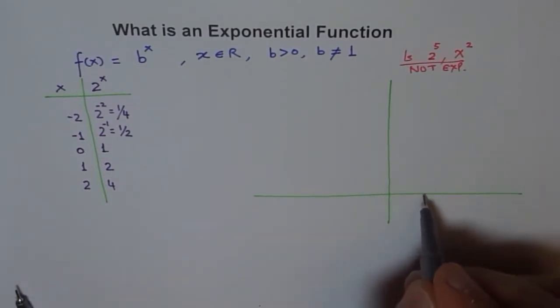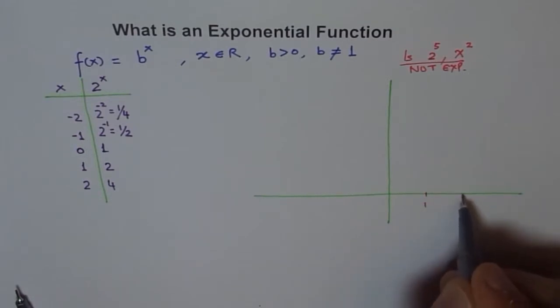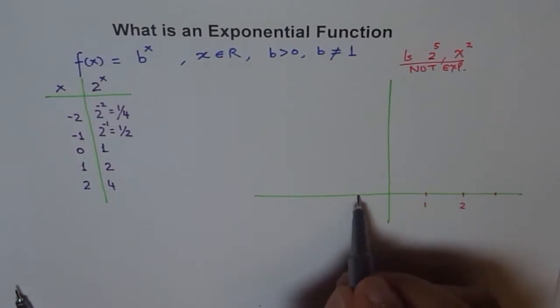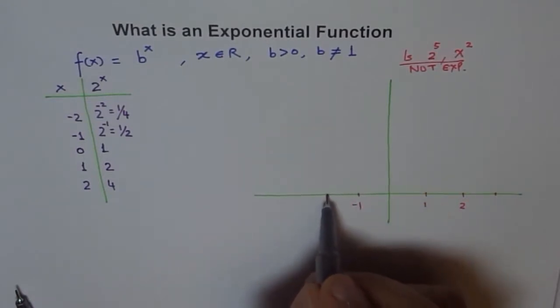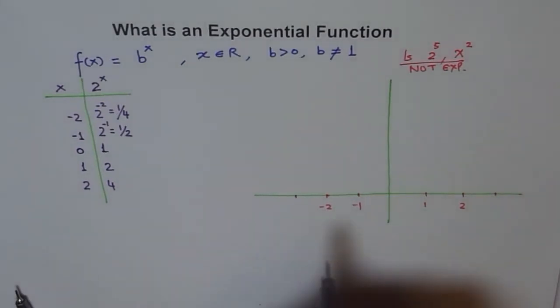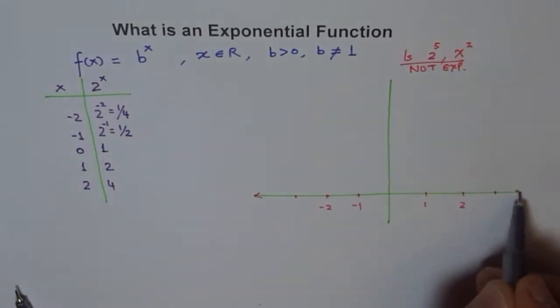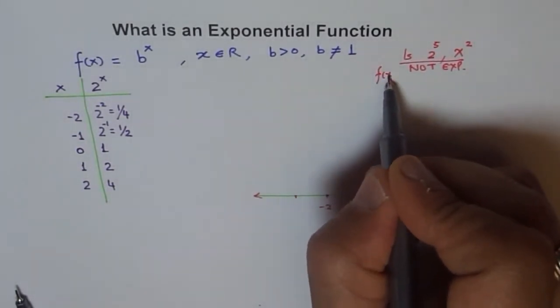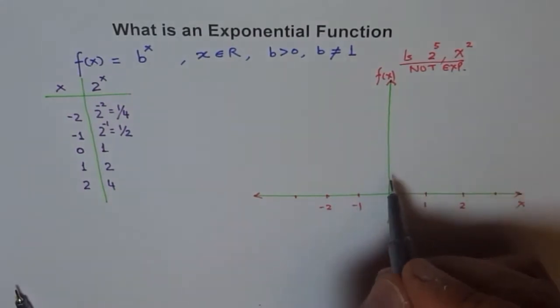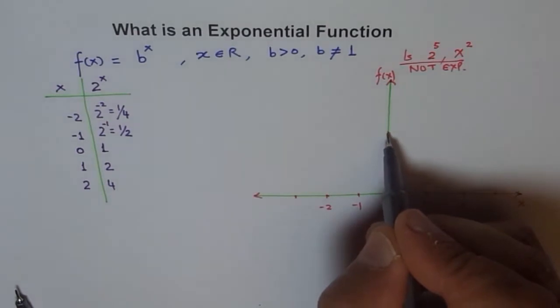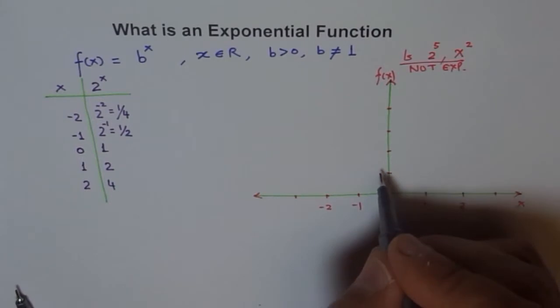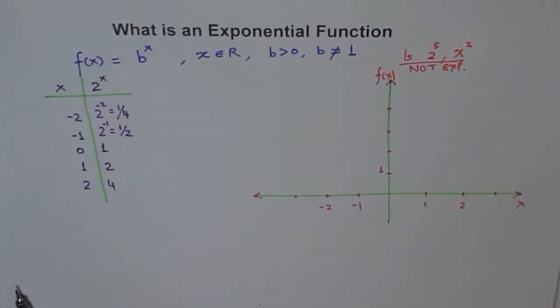Let's say this is my 1 and this is my 2. Let me write here more divisions. Here I have minus 1 and here I have minus 2. This goes on like this. So this is positive x and here we have f of x. Now we want to go up to 4, so let this be 1, 2, 3, 4. Let's plot these values here.